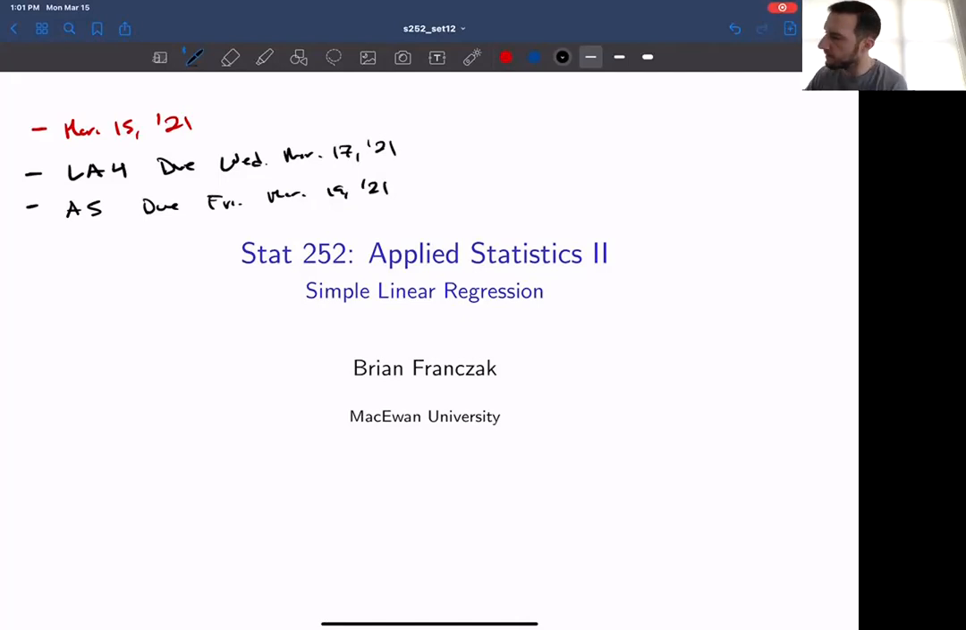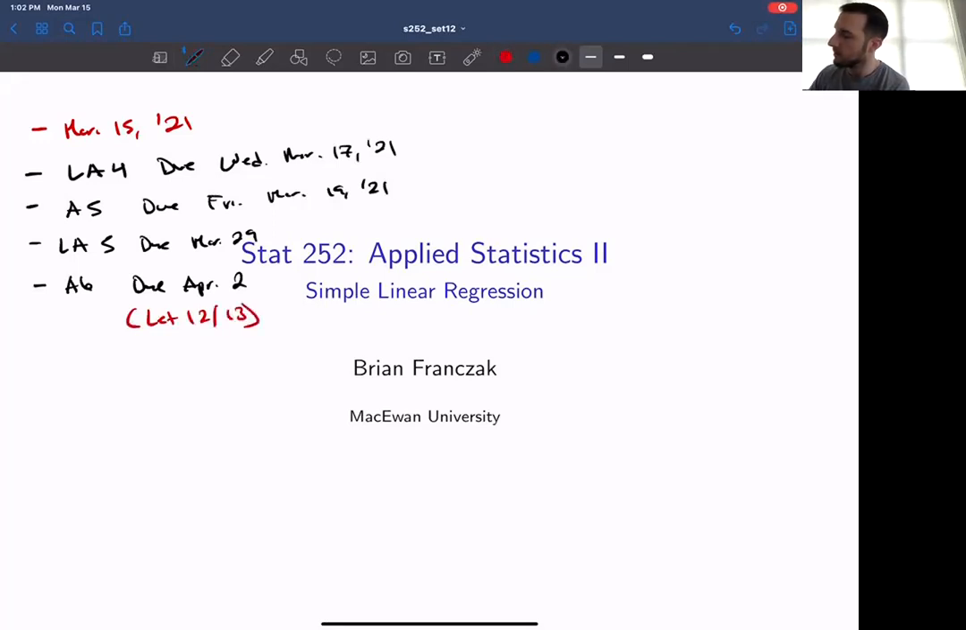And then we have lab assignment 5 due March 29. We have assignment 6 due April 2nd. And the stuff for assignment 6 is what we're starting today. So this is going to be lecture set 12/13. And then we only have one quiz left, which is now on the 26th.